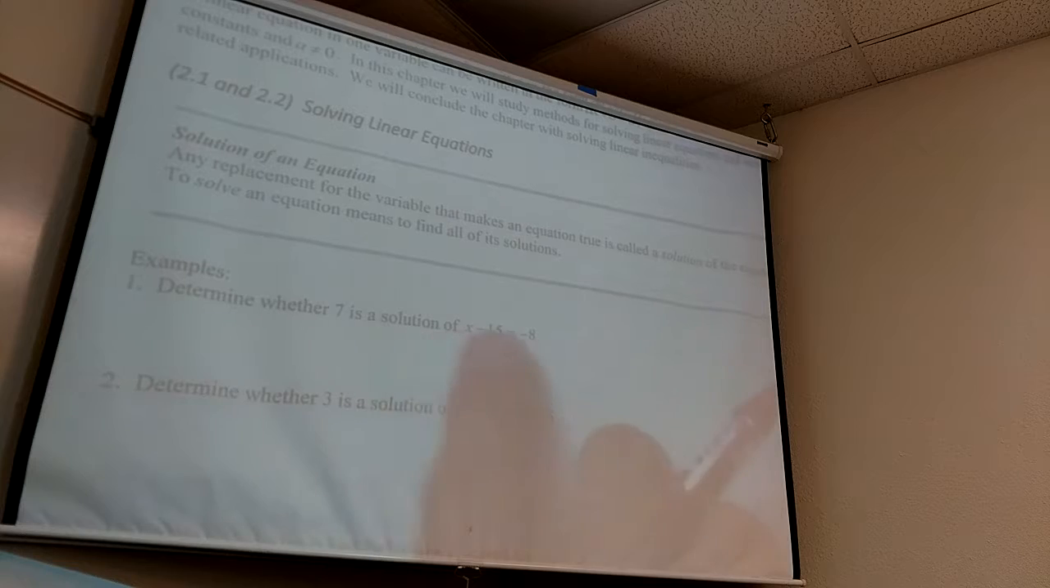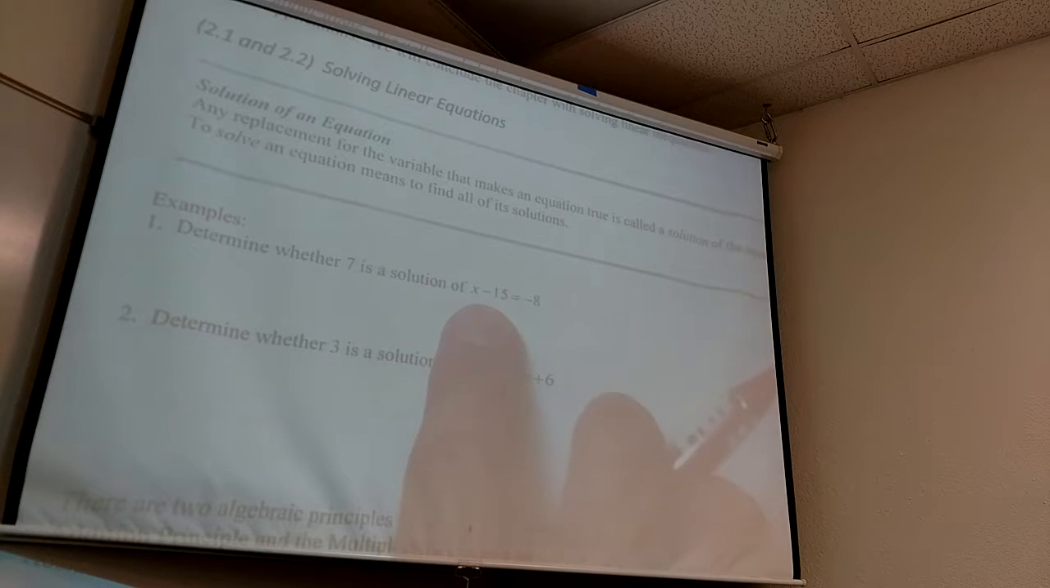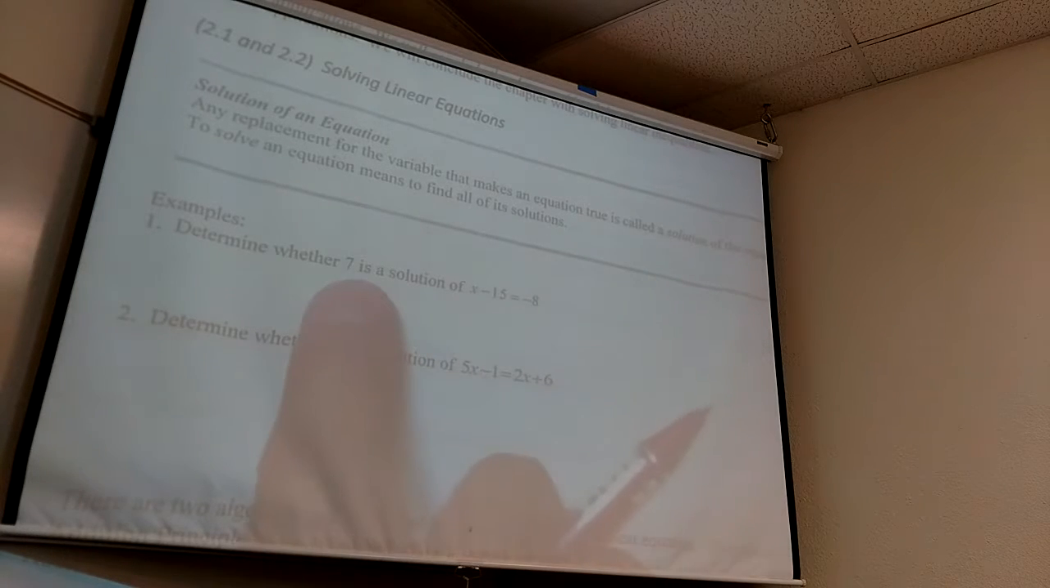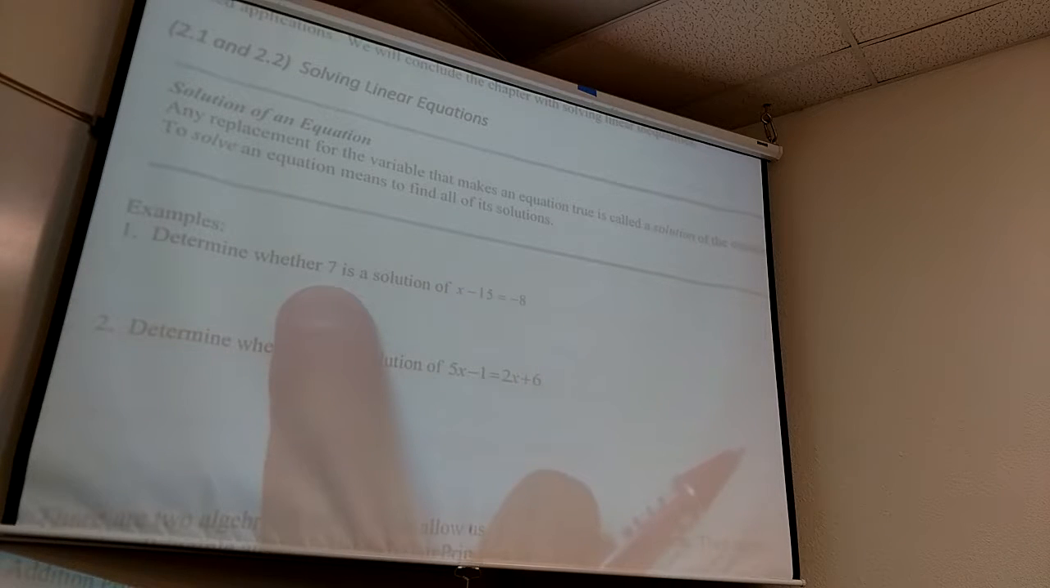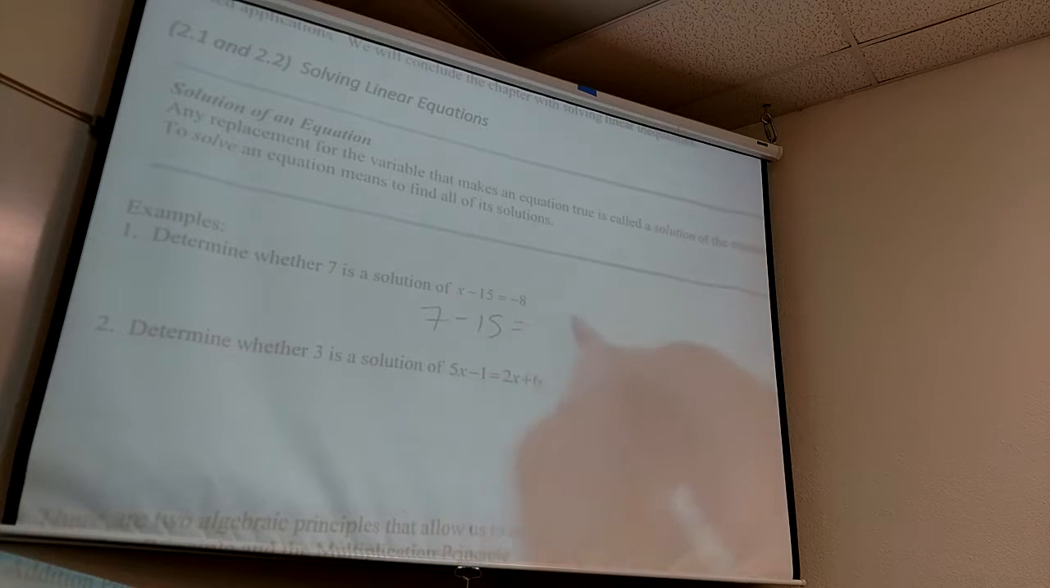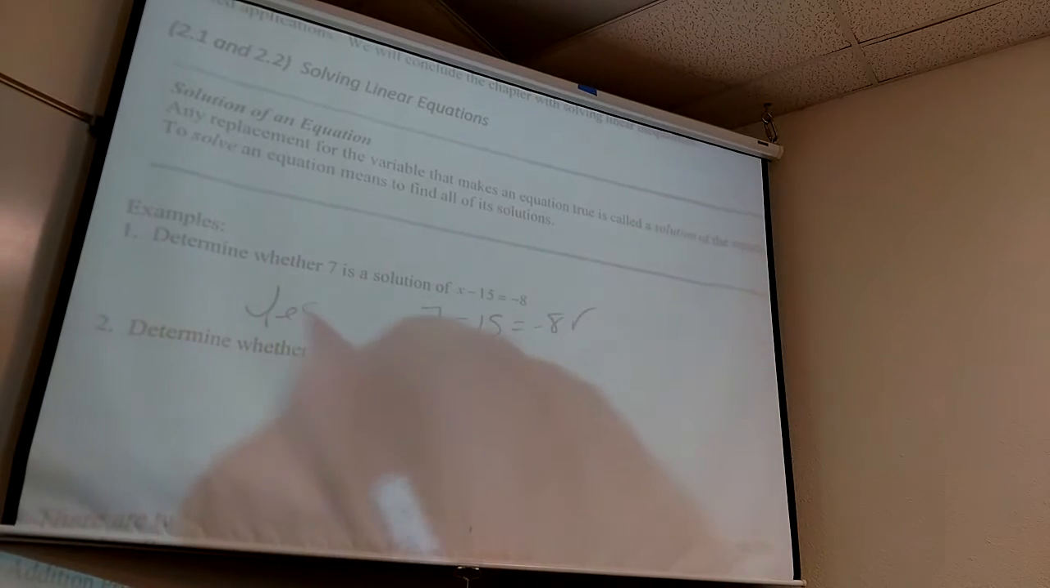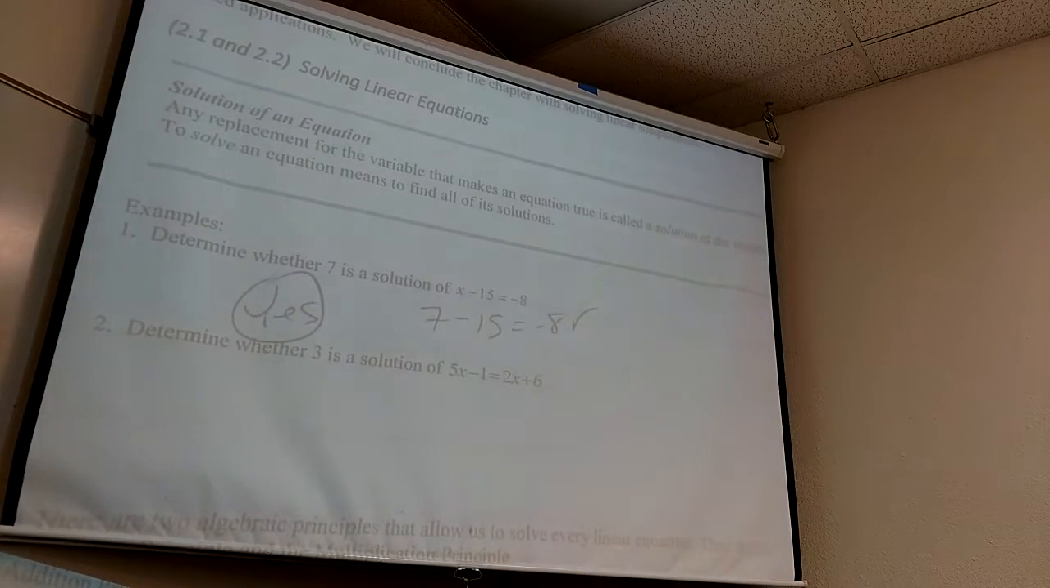So to check if something is a solution, we just replace the variable with it, because it's supposed to make the statement true when you put it in. So can you take a second and check? Is 7 a solution to this? If you replace x with 7, is it a true statement? Yes. 7 minus 15 is negative 8. So 7 is a solution to that. It's the only solution.